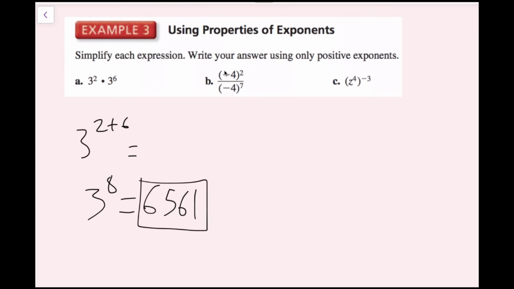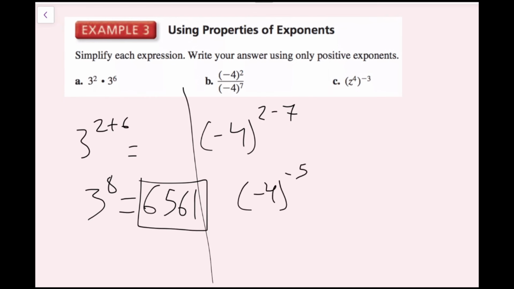For part B, I have the same base, and this time I have a fraction, and if you remember, I'm going to subtract my exponents. So I'll do top minus bottom. So this is going to be negative 4, I'll draw a little barrier here, negative 4 to the 2 minus 7th power. Okay. Well, this is going to equal negative 5. So I have negative 4 to the negative 5th power.